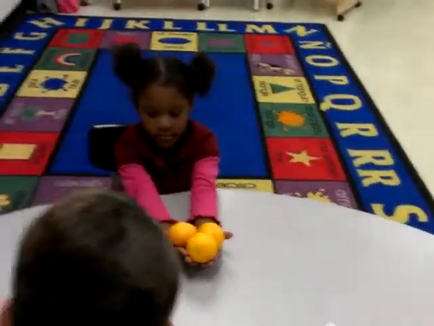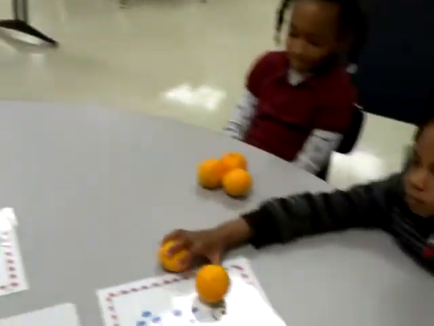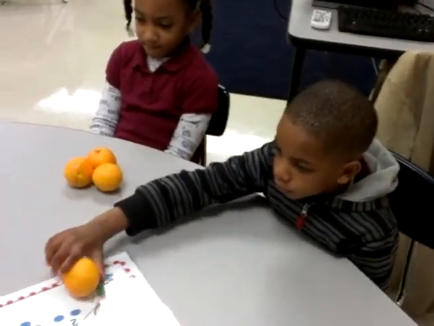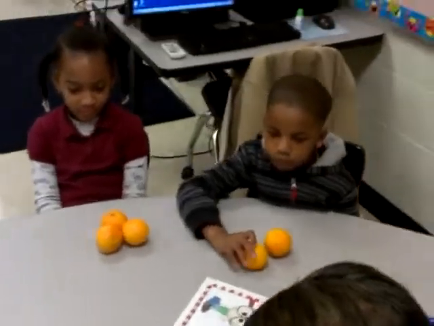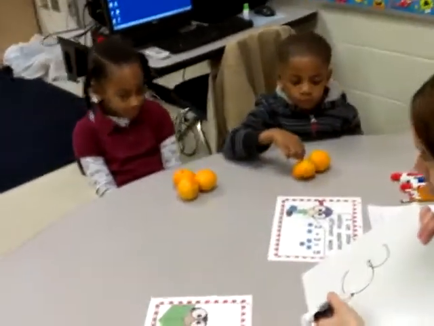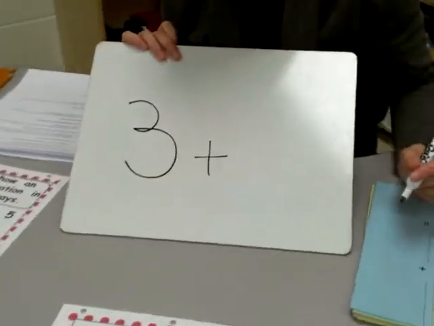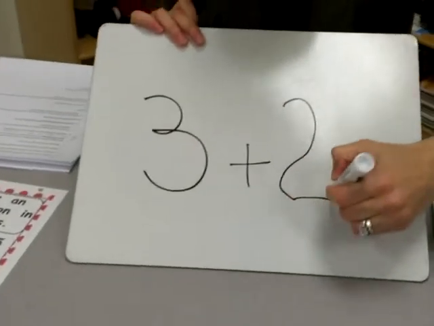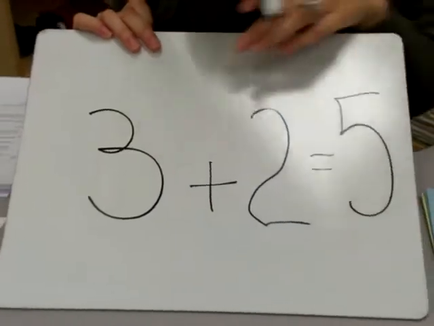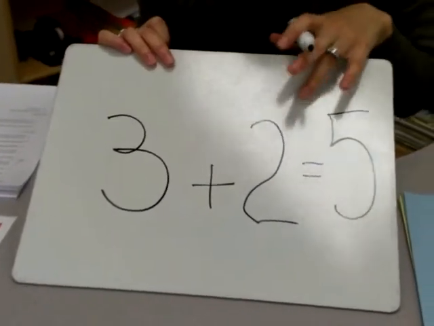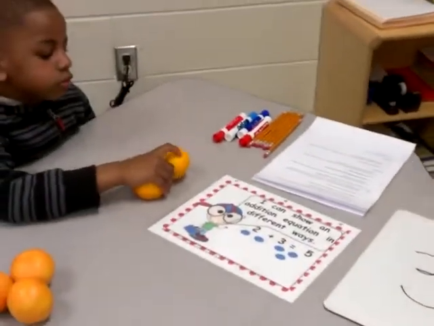So Cedric, how many are you allowed to get? 2. Denham, how many are you allowed to get? 2. Very good. So when I write my number sentence, what's the first number that I had? 3. Uh-oh. Am I adding or subtracting? Adding. So I'm going to put a plus or minus? Plus. How many did you all pick up? 2. Now how many did I pick up all together? 5. Very good. So I know when I have 3 plus 2 is going to equal what? 5. Very good. Now, put the oranges back in the middle.